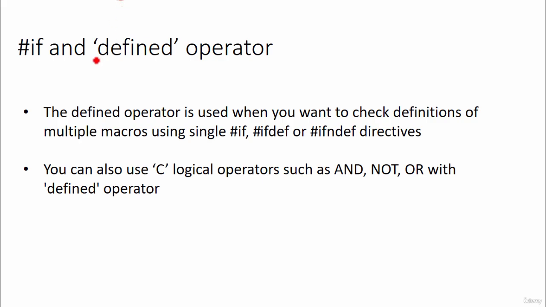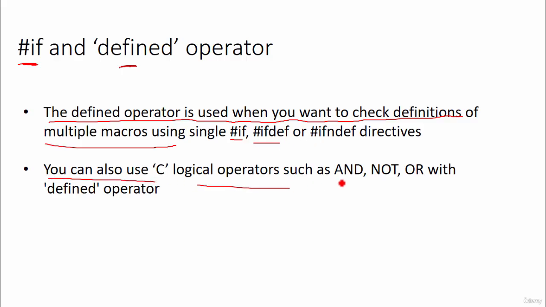So now in this lecture, let's understand about the defined operator. This defined operator is used more frequently with the #if preprocessor directive. The defined operator is used when you want to check definitions of multiple macros using a single #if or #ifdef or #ifndef directives. So you can also use C logical operators such as AND, NOT, OR with the defined operator.